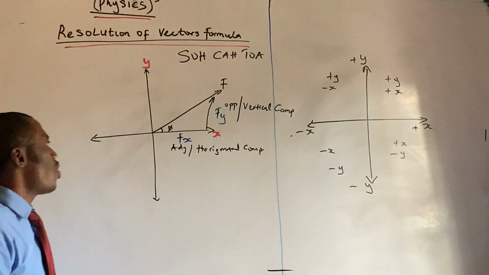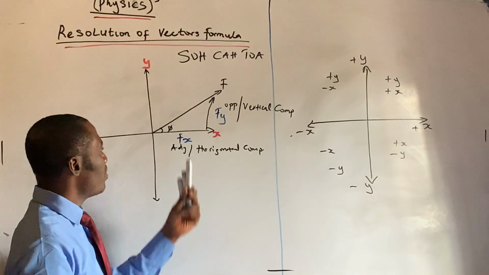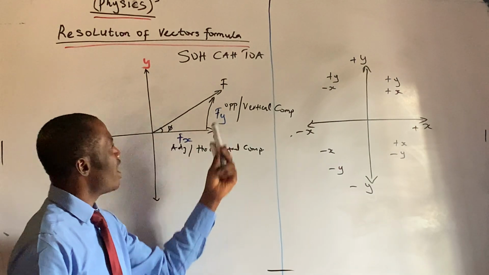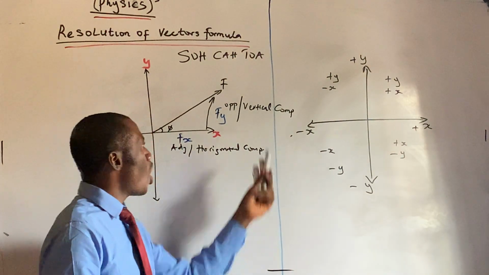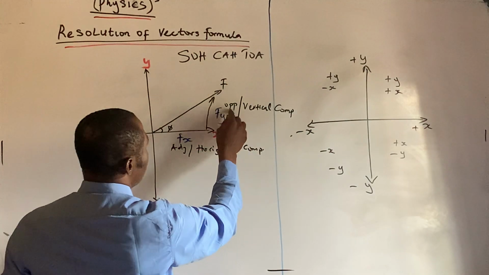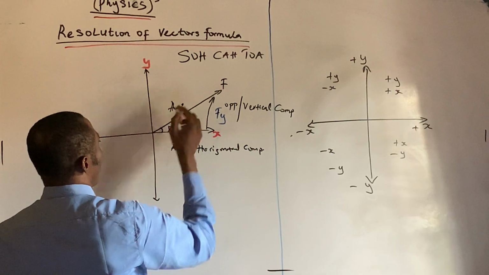Now, you should know it can be called the f of x component, also called the horizontal component. And this can be called the f of y component, or the vertical component. But understand that in trigonometry, this is opposite, this is adjacent, and this is the hypotenuse.